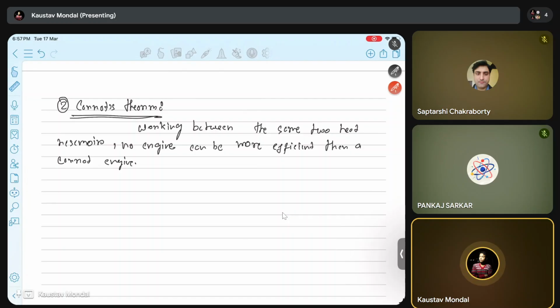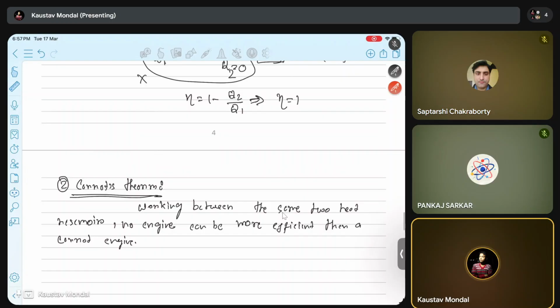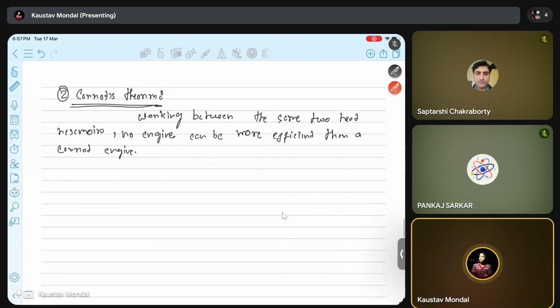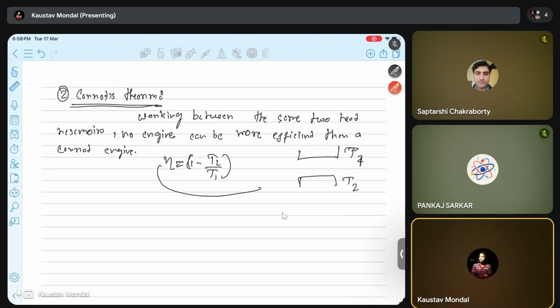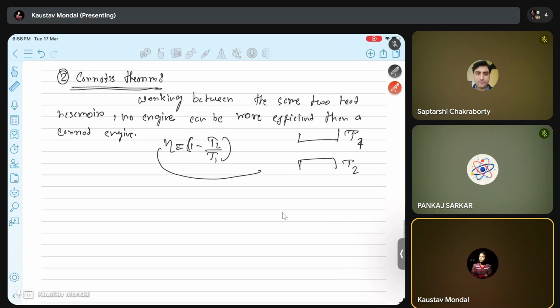The Carnot engine is the engine where you consider the ideal case, where eta is basically 1 minus T2 by T1. So if your heat engine is working between temperatures T1 and T2, then the maximum value eta can take is 1 minus T2 by T1. This is the maximum efficiency that an engine can attain. This is known as Carnot's theorem.